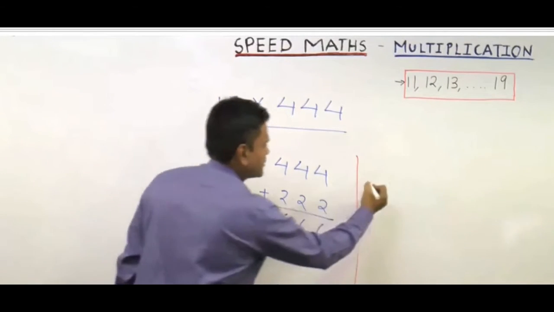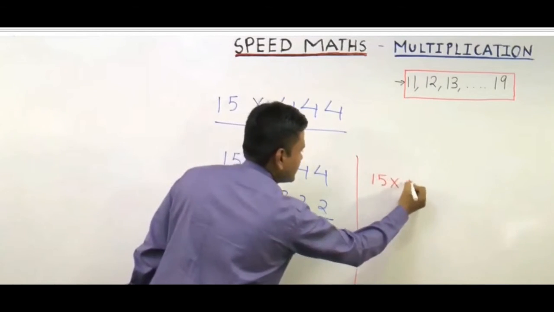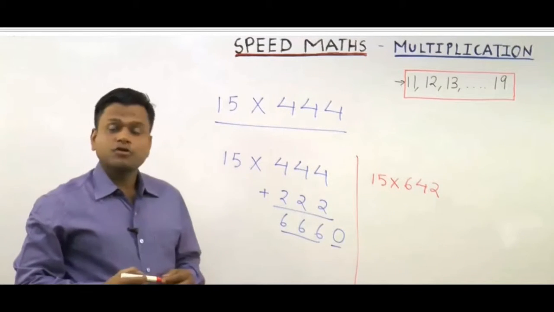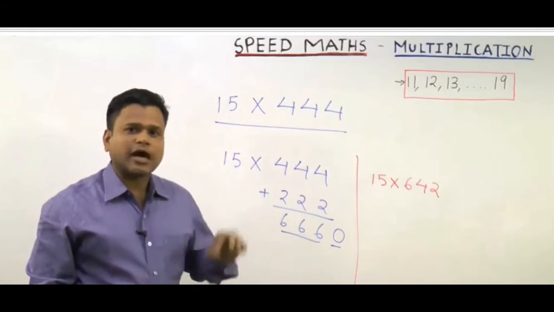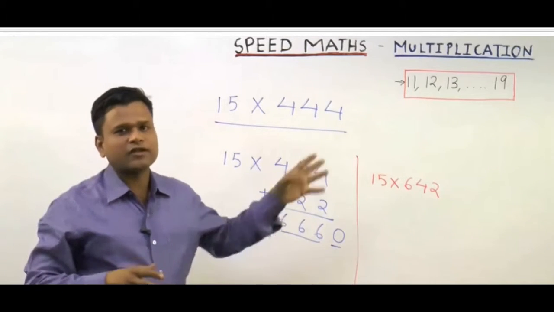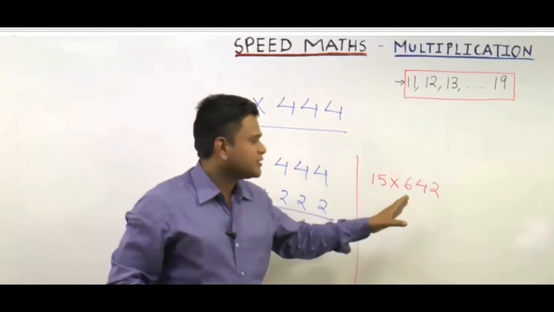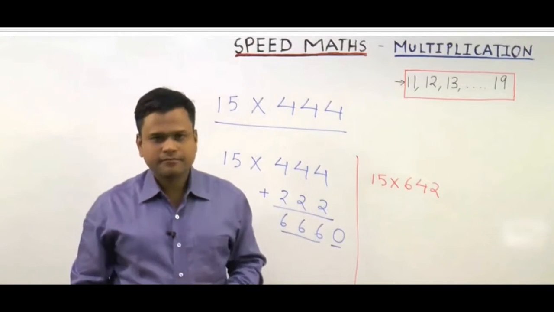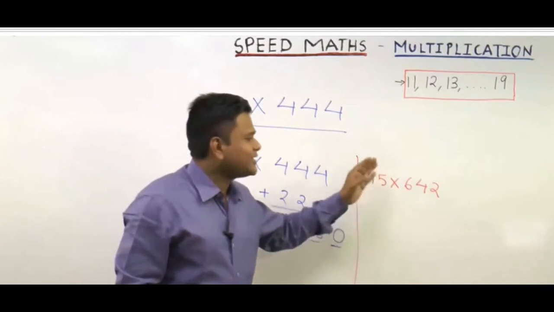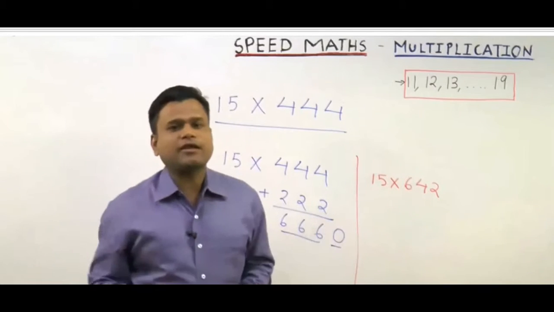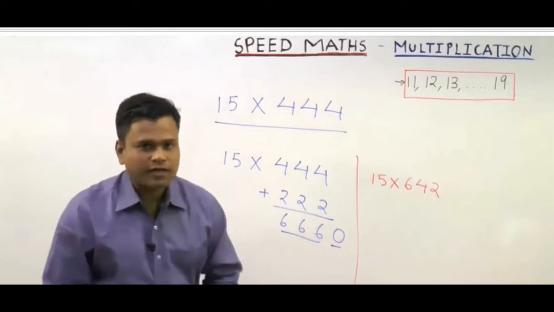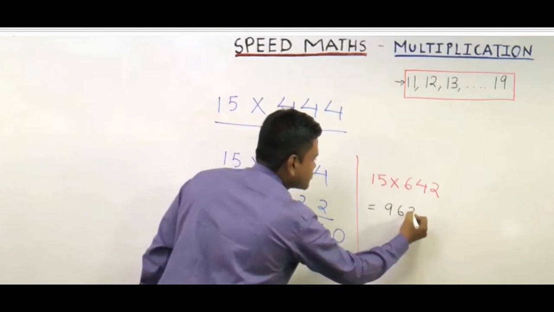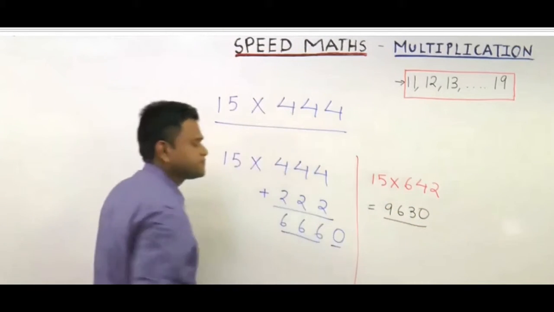Let's take maybe another number here, 15 into 642. You should be in a position to get the answer by now in the mind itself. 642, take half of this number, this is 321, add that, we get the number as 9630 in the end. So that is the answer which we obtain, which is equal to 9630. That's it.